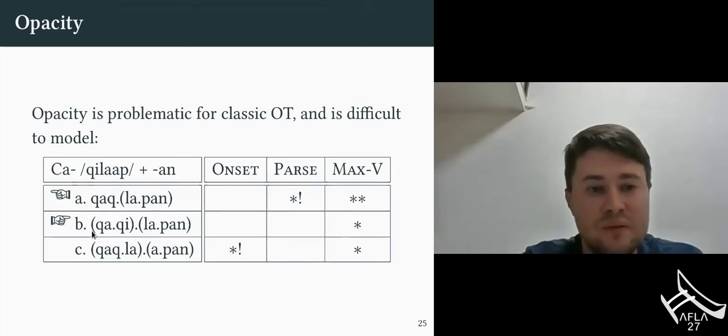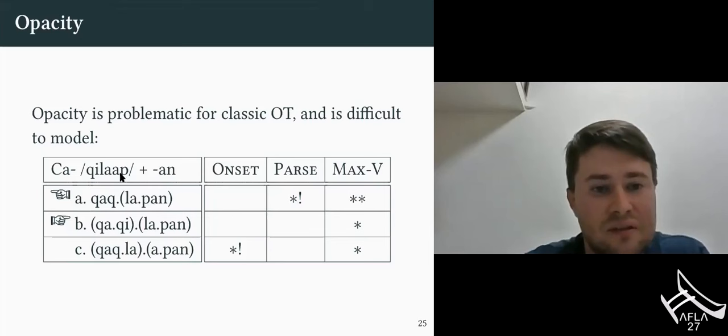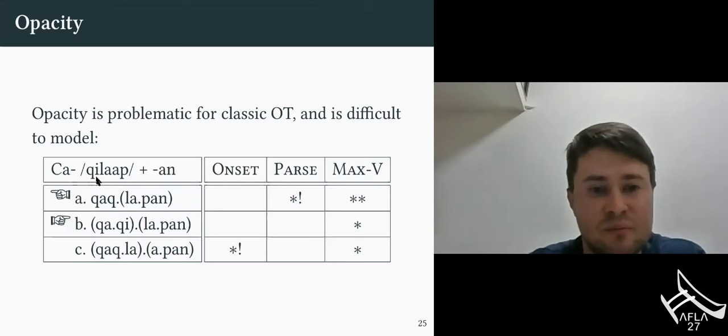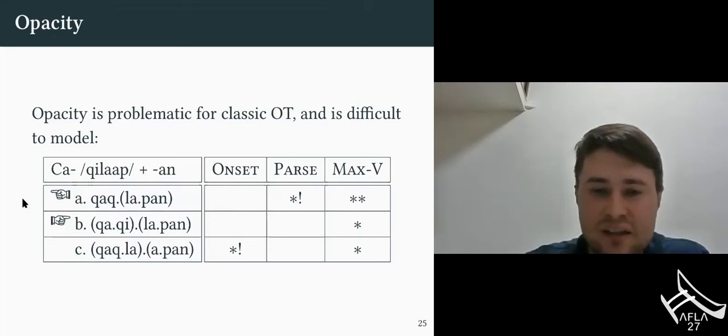So we would ideally want the candidate A to win, right? Because it has a hiatus in the input, and also this vowel is fourth to last, so we want it to be deleted. But because we have a parsing constraint that prevents us from deleting the vowel, and instead chooses a different candidate. But opacity is of course a problem in classic OT. So that's, I think, a good way around that.